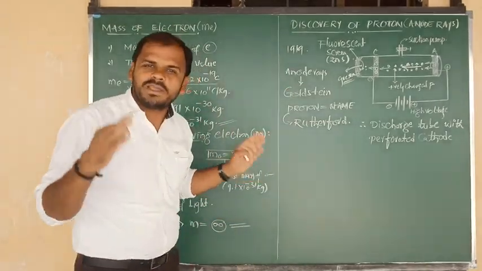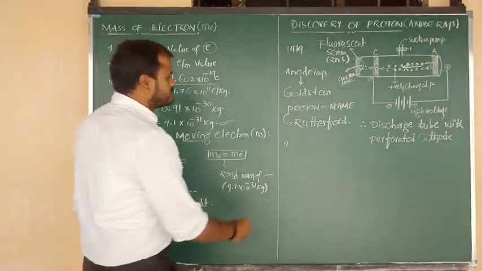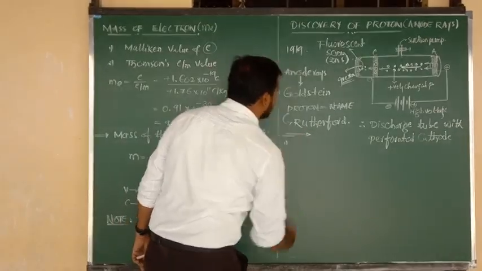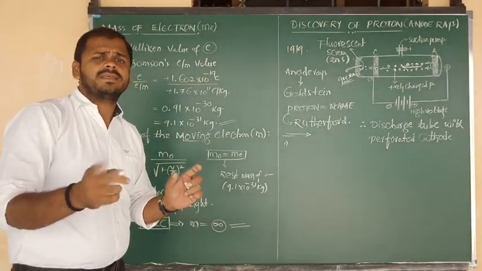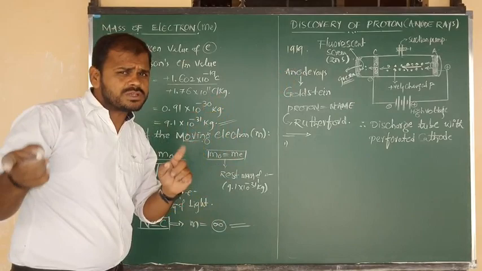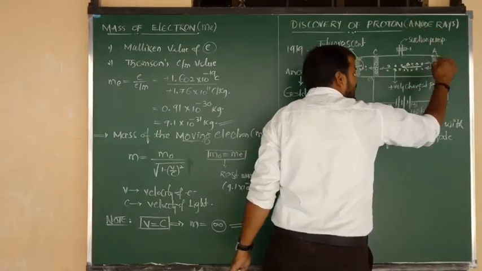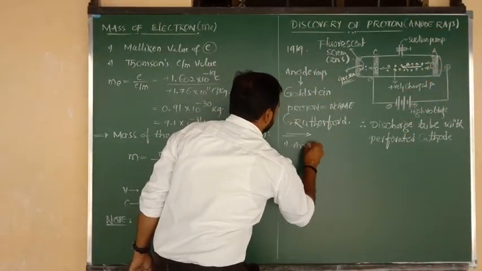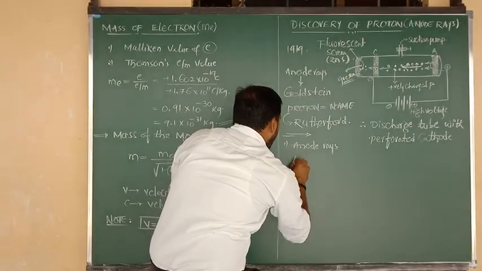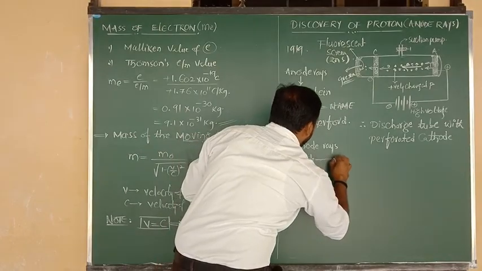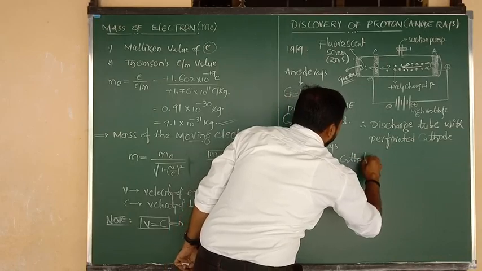Let me go to the properties of anode rays. Property number 1: almost the same properties have to be considered. Some similarities are there, some differences are there. Electrons flow from cathode to anode, but protons are nothing but anode rays. Anode rays start from the anode and they move towards the cathode.